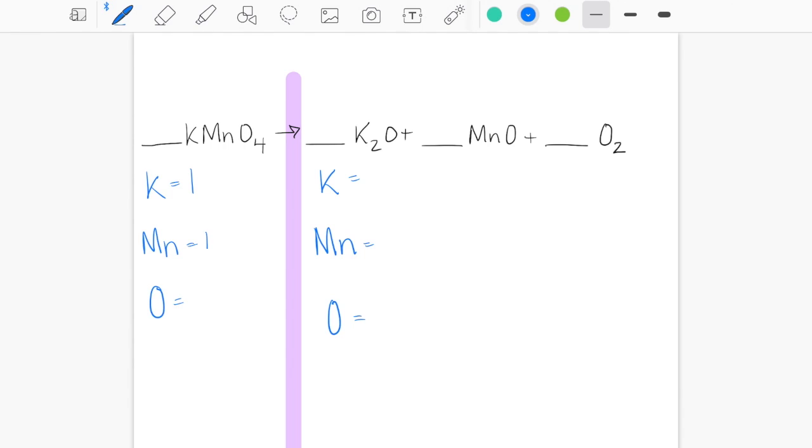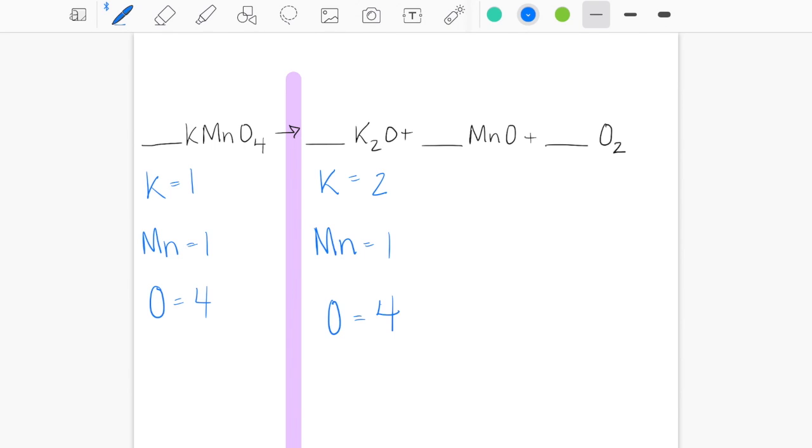So I have 1 potassium, 1 magnesium, and 4 oxygen. On the product side, I have 2 potassium, 1 magnesium, and then I have 1 oxygen here, 1 oxygen here, and 2 here, so a total of 4. Okay, so even though oxygen's in 3 different places, what's beautiful is that it's already matching, okay? But our problem is potassium.